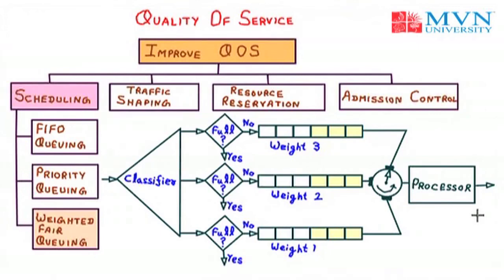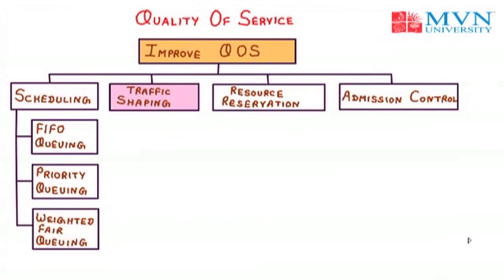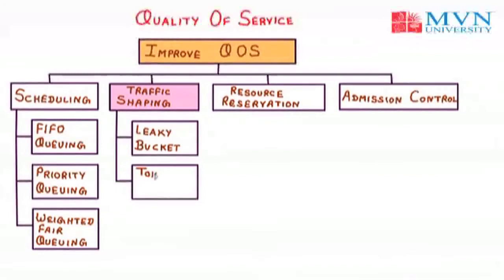Now we will discuss the next quality of service improvement technique, that is traffic shaping. Traffic shaping is the mechanism to control the amount and the rate of the traffic sent to the network. Basically, we have 2 types of traffic shaping techniques. The first one is the leaky bucket. The next technique is the token bucket. So first of all, we will discuss the leaky bucket. The leaky bucket algorithm shapes bursty traffic into fixed-size traffic by averaging the data rate. It may drop the packets if the bucket is full.